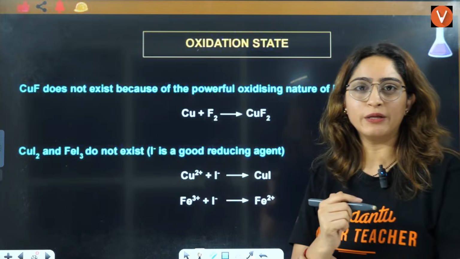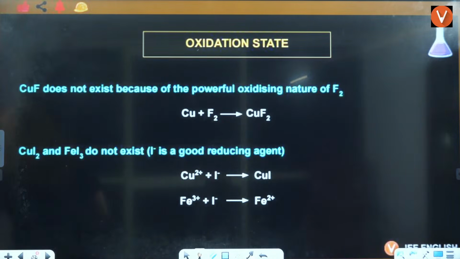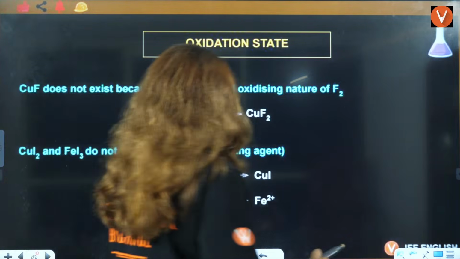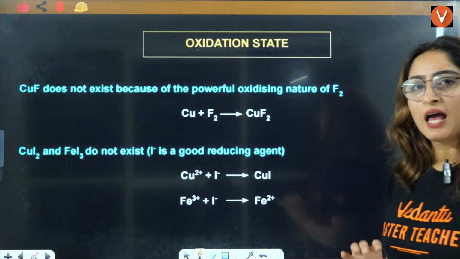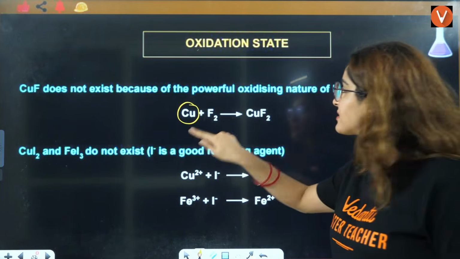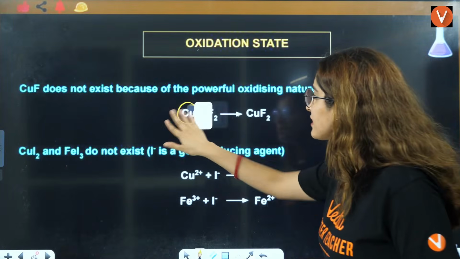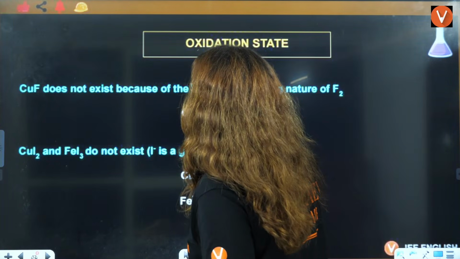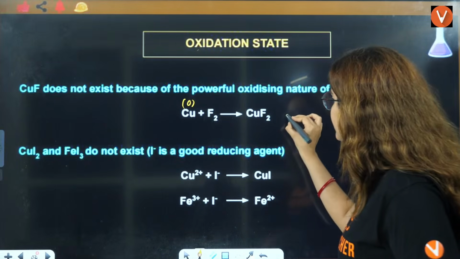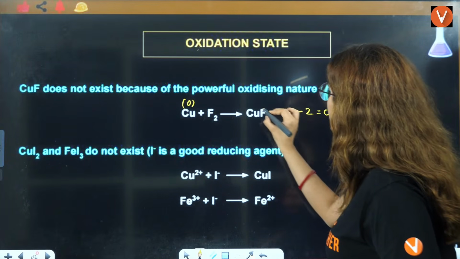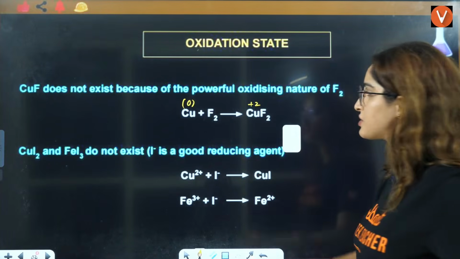fluorine and iodine. Tell me one thing, fluorine and iodine, which is more powerful, guys? Let's understand that. So this is copper, this is F2. Now if you see this here, copper is existing in zero oxidation state. Can you see, this is X minus 2 equals 0. So here copper is existing in plus 2 oxidation state.